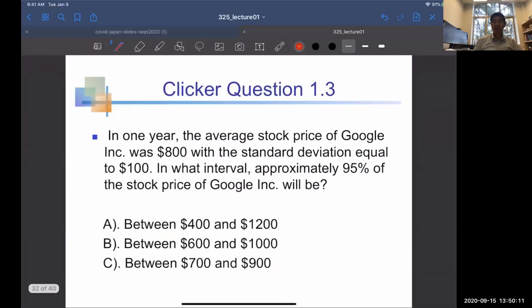And then I'm gonna finish with a clicker question, okay? Suppose the average stock price of Google was $800. That's actually from the actual data a few years ago. And then suppose the standard deviation equals $100. What is the approximate interval in which approximately 95% of the stock price will be after 1 year?